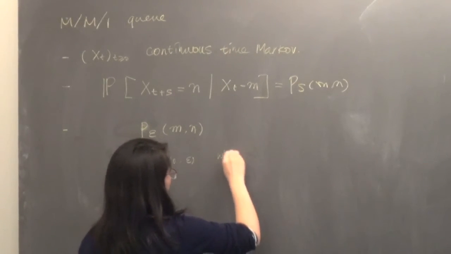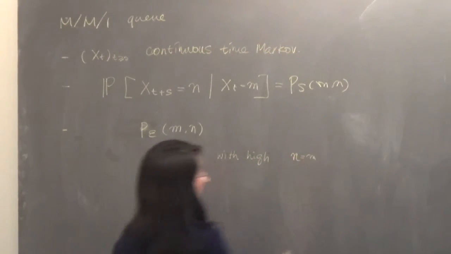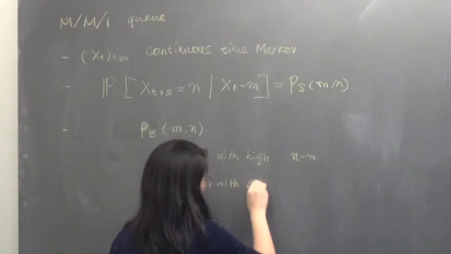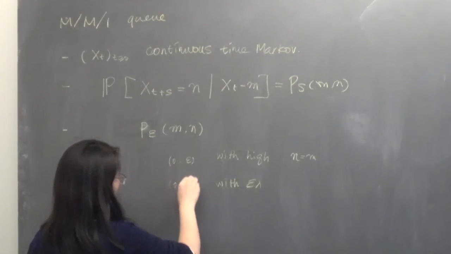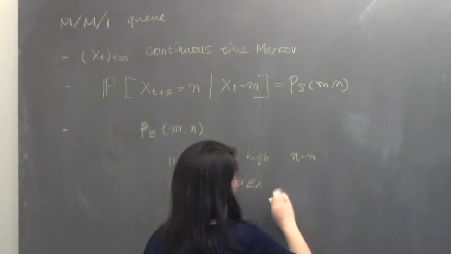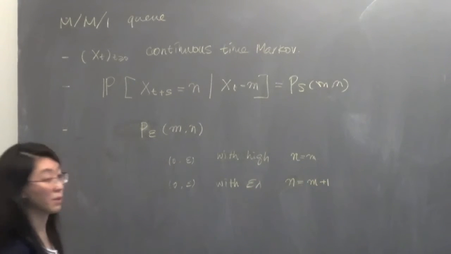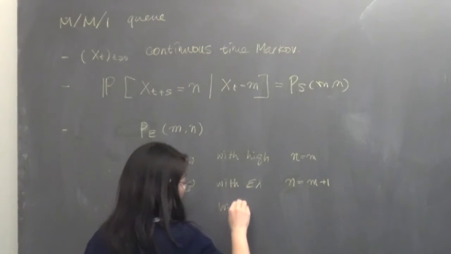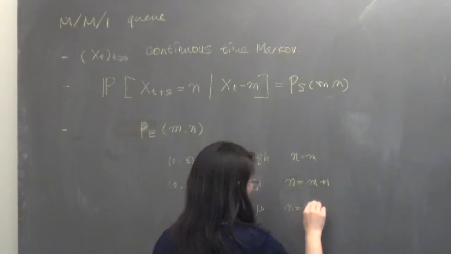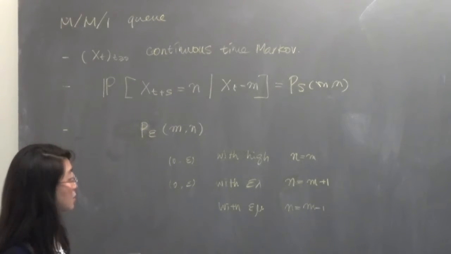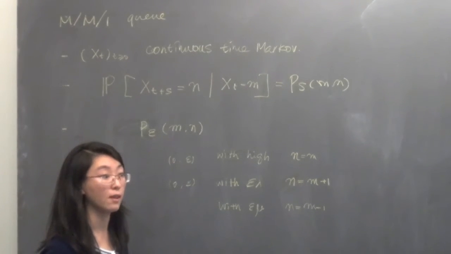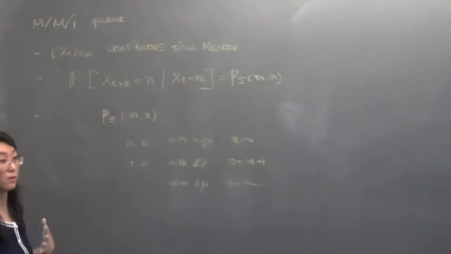So with high probability, n equals m. And then with probability lambda times epsilon, we have a new customer arriving in this interval. In this case, n equals m plus 1. There's also a small probability, almost the same as epsilon times mu, that one customer leaves within this interval, and this corresponds to n equals m minus 1. Of course, it is also possible that one customer arrives and one customer leaves within this small interval, but then the probability is much smaller than epsilon to the power 1. It will be epsilon to the power 2. So when we take the derivative, we don't care about higher order events.